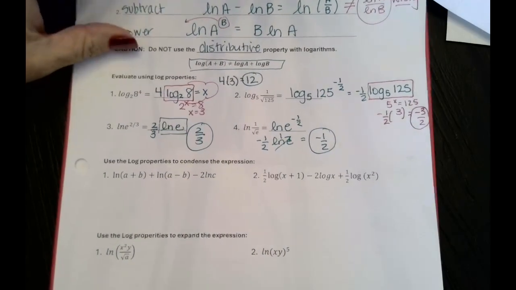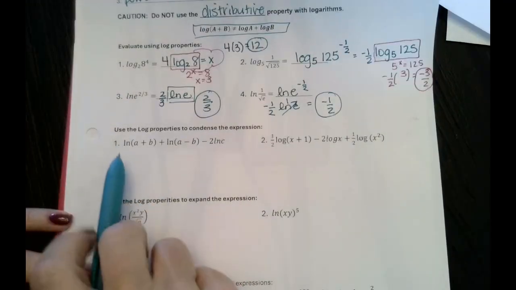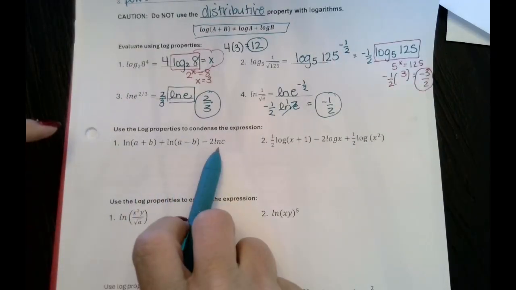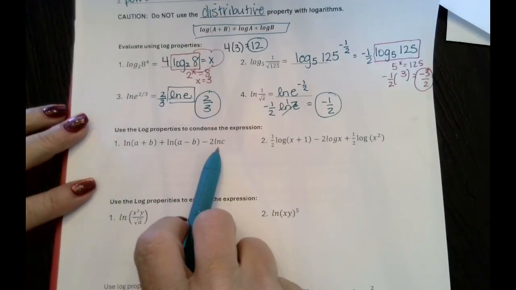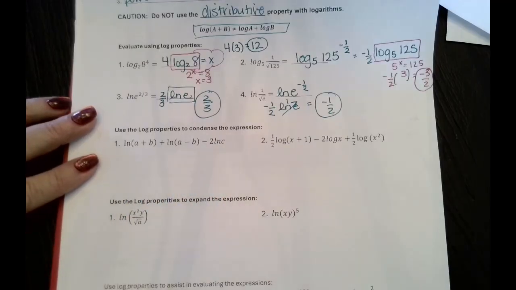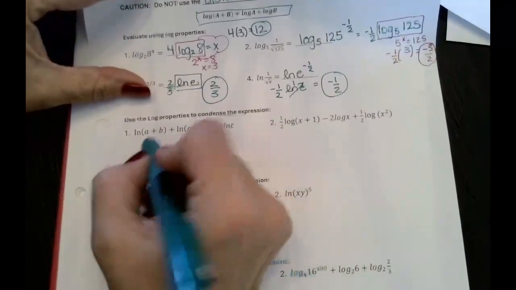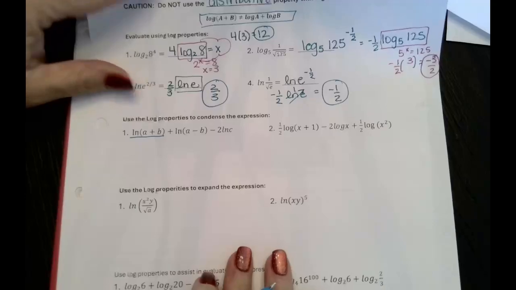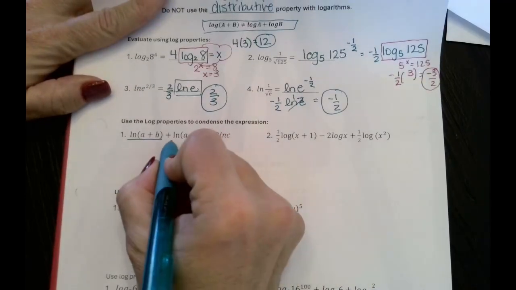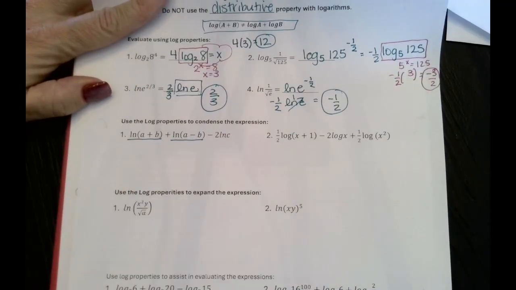Okay, so now we're going to take these long expressions and condense them. We're going to put it together so that we have just one logarithm. Now, here's what's going to happen. Remember up here we said we cannot use the distributive property. So when we look at this, this is one term. I can't separate it out. This is one term. I can't separate that out either.